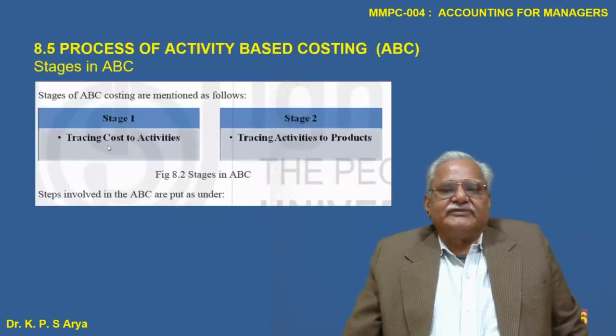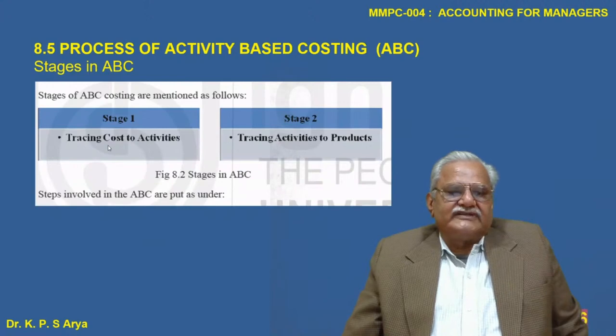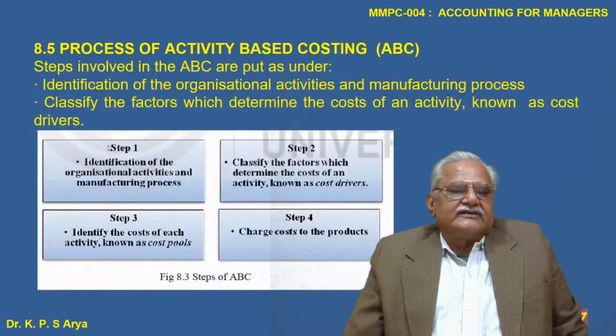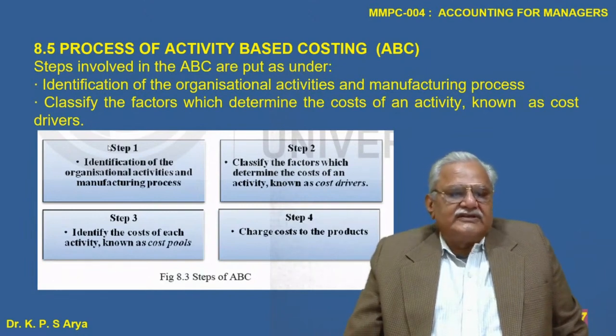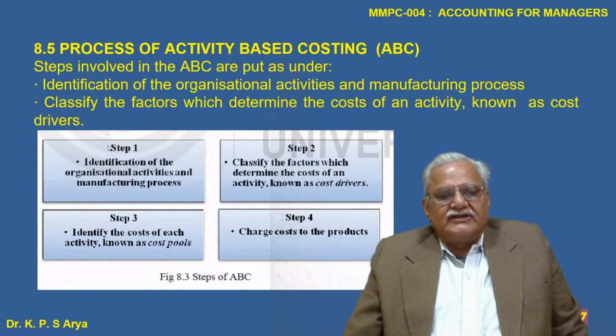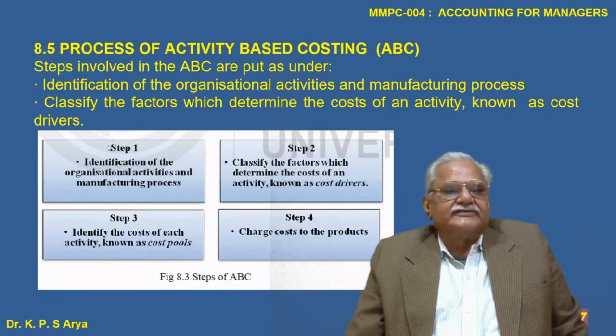Now, the process of activity-based costing and its stages. Stages of costing: stage 1 is tracing the cost of activities; stage 2 is tracing the activities to the product. Then the steps: step 1, identification of the organization's activities and manufacturing process; step 2, classify the factors which determine the cost of an activity, known as the cost drivers; step 3, identify the cost of each activity, known as the cost pools; step 4, charge the cost to the product.